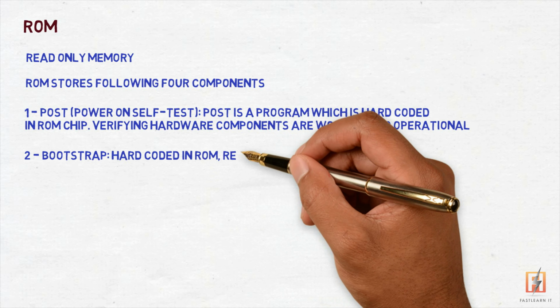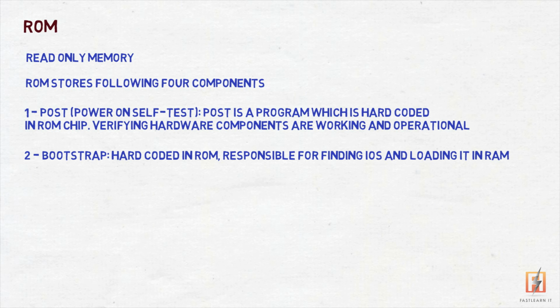The second component inside the ROM chip is called Bootstrap. It's also a program which is hard coded in the ROM chip. The Bootstrap program is responsible for bringing up the router, finding iOS in all possible locations and loading it in the RAM. What those locations are, we will study soon.